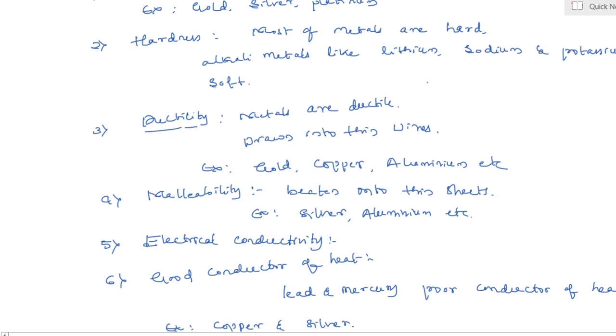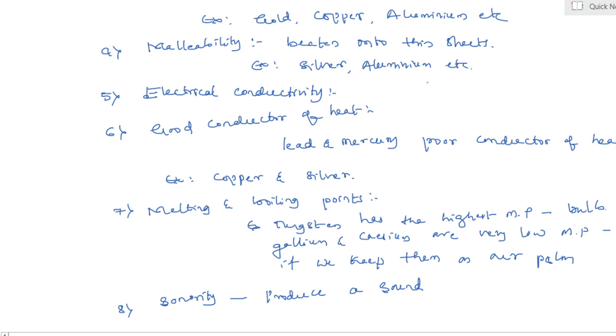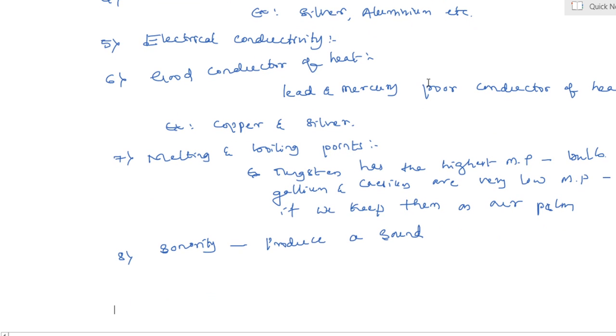And the third physical property is ductility. It means metals are said to be ductile, that is, they can be drawn into thin wires. Examples: gold, copper, aluminium, etc. And metals are termed as malleable. It means metals can be beaten into thin sheets. Examples: silver, aluminium, etc. Yes, my dear students, the fifth one: metals are electrically good conductors. It means free electrons are transferred with the help of metals.